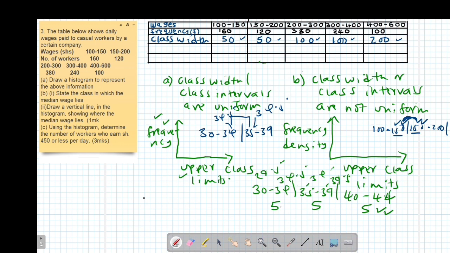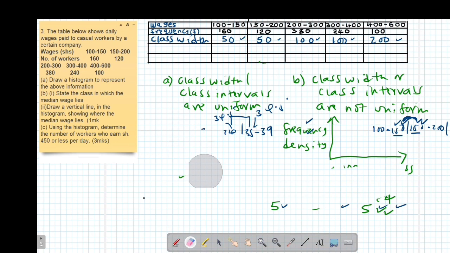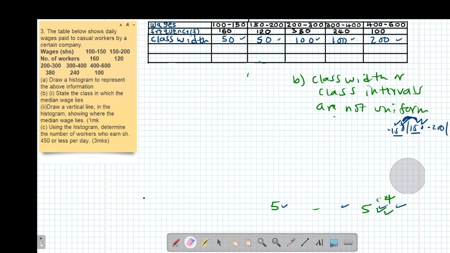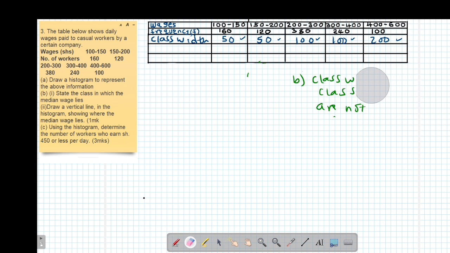For the previous case, all the class widths were actually 5, so they were uniform. That is why we were plotting frequency against upper class limit. But because for this case the class widths are not uniform, some have a class width of 50, others 100, others 200, that is why you are going to plot the frequency density against the upper class limits. Therefore, that means we need another column for the frequency density, because that is what we'll be plotting on our vertical or the y-axis. Therefore, we need to find the frequency densities. So I can add another column for the frequency density.